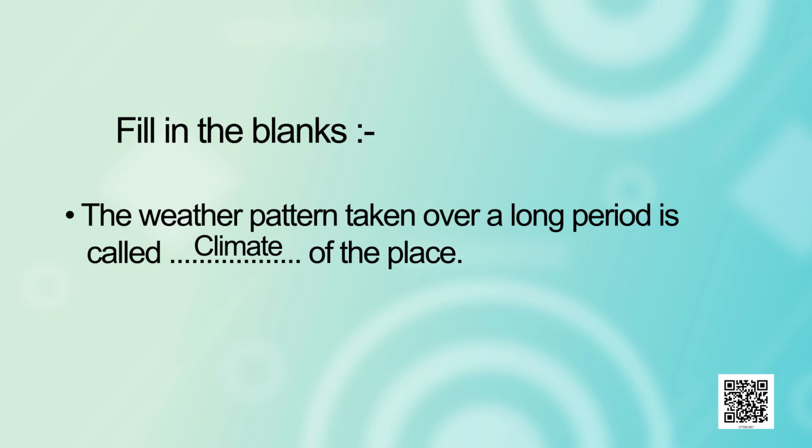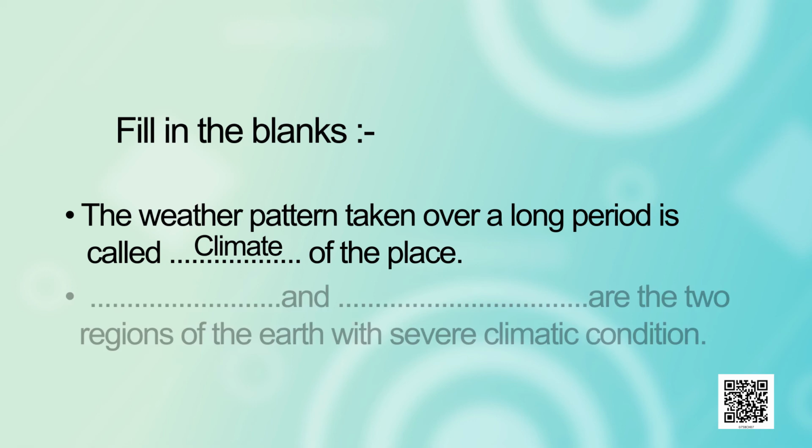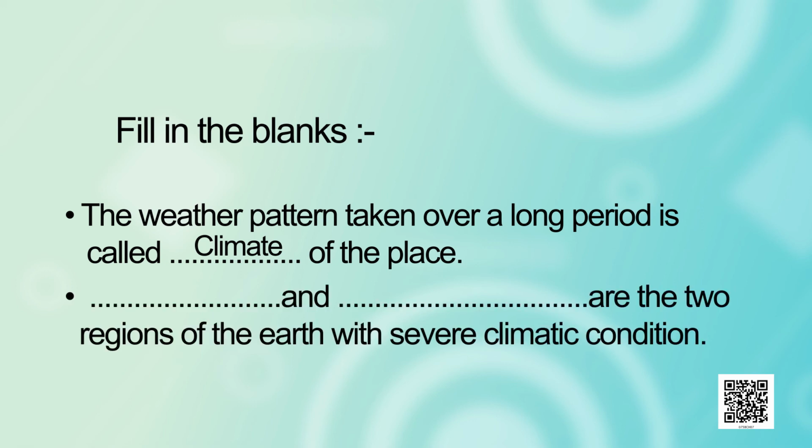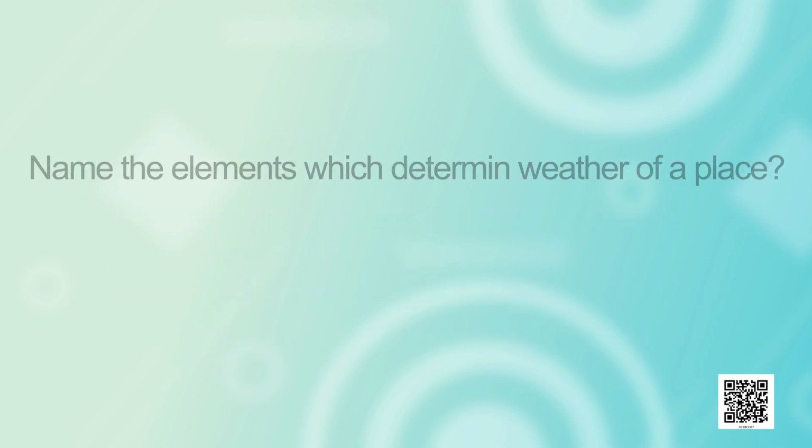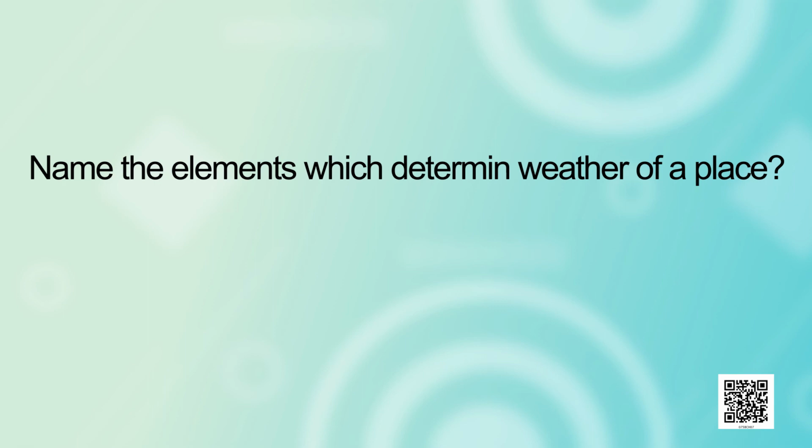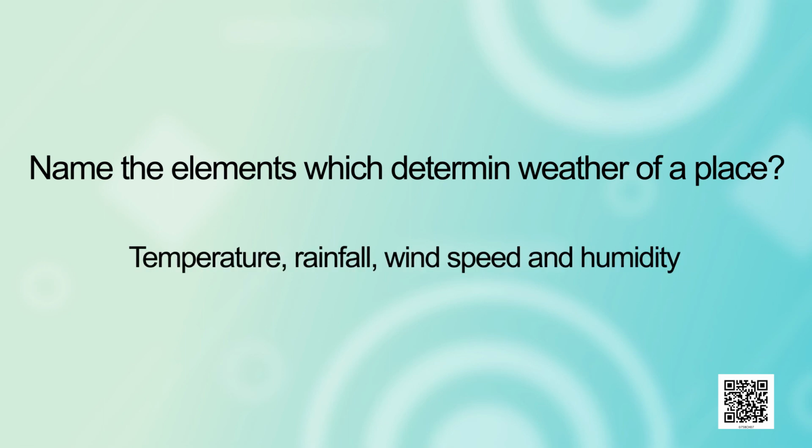Next question, it is again in the form of a fill in the blank. Dash and dash are the two regions of the earth with severe climatic conditions. And you have to fill in the blanks. The correct answer is polar region and the tropical rainforest. The next question: name the elements which determine weather of a place. Listen carefully, children. And the correct answer is, the elements are temperature, rainfall, wind speed and humidity.